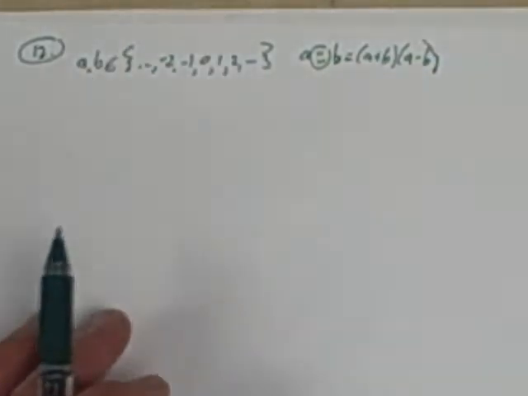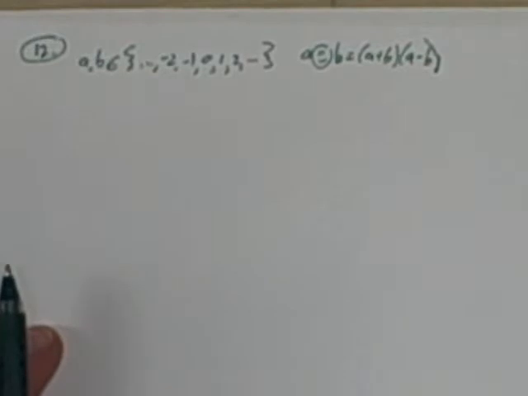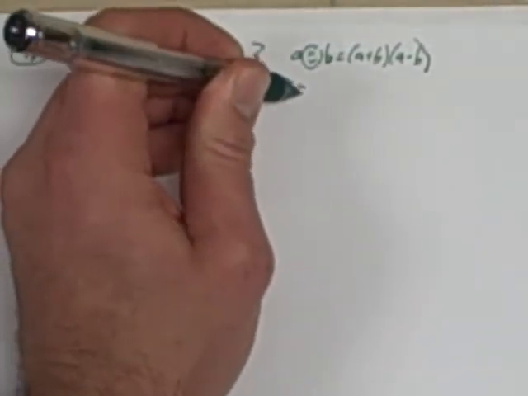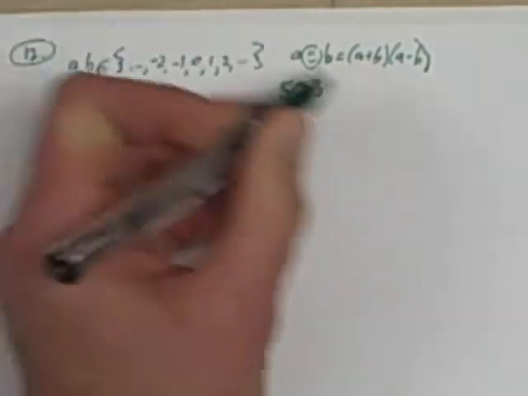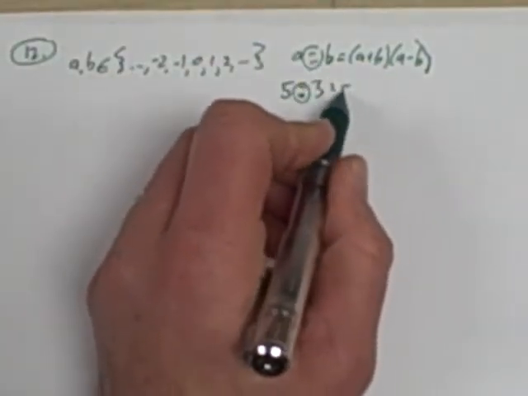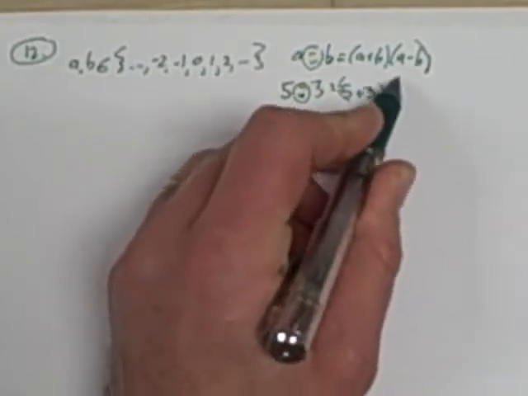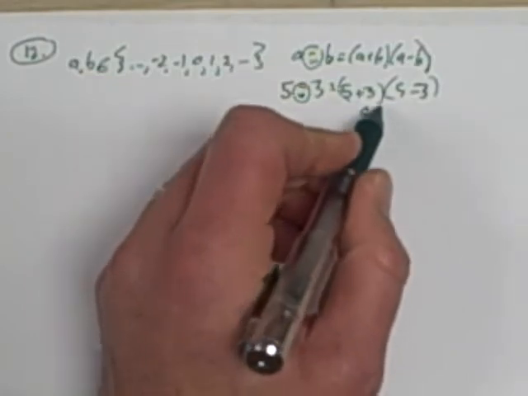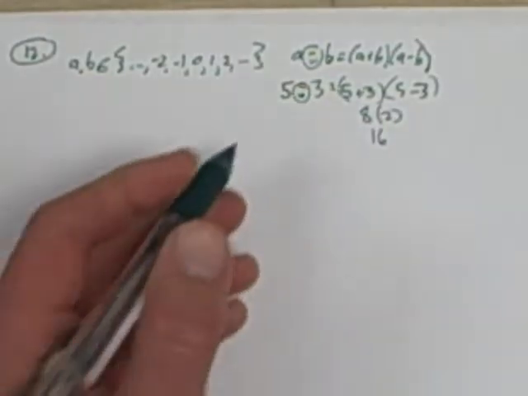And before we just run through the tests that we're supposed to run through, let's just mess around with this, get used to this. So let's say I had 5 smiley face 3, and I wanted to figure out what that is. Notice 5 is a, b is 3, so that's the same as 5 plus 3 times 5 minus 3. 5 plus 3 is 8, 5 minus 3 is 2, that would be 16.